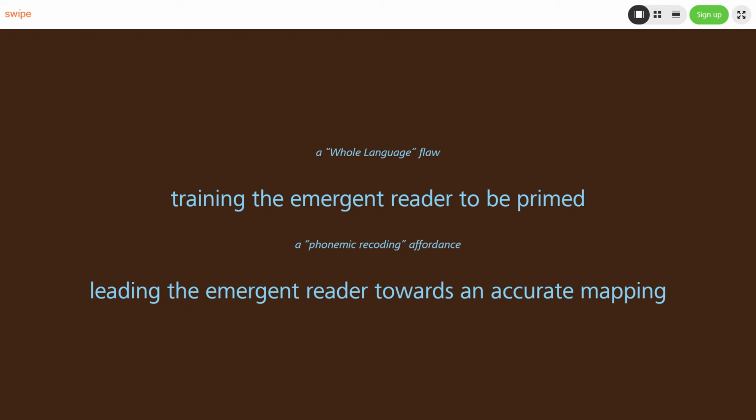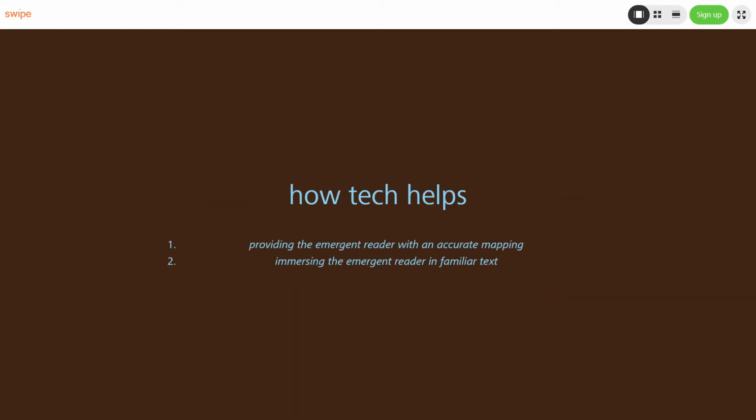And it does that with some level of independence, even though it can be frustrating for many, many kids. So how tech helps. The first thing that tech can do is it can provide this accurate mapping. If I can read through a book and come across a word I don't know, and if I can touch it and magically hear it said back to me, that kind of puts sounding out words into the realm of writing cursive. You know, it's less useful today than it has been in the past.